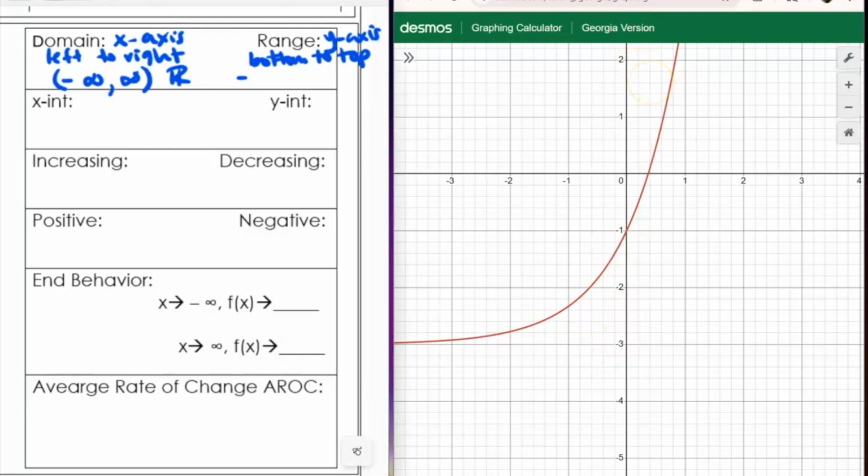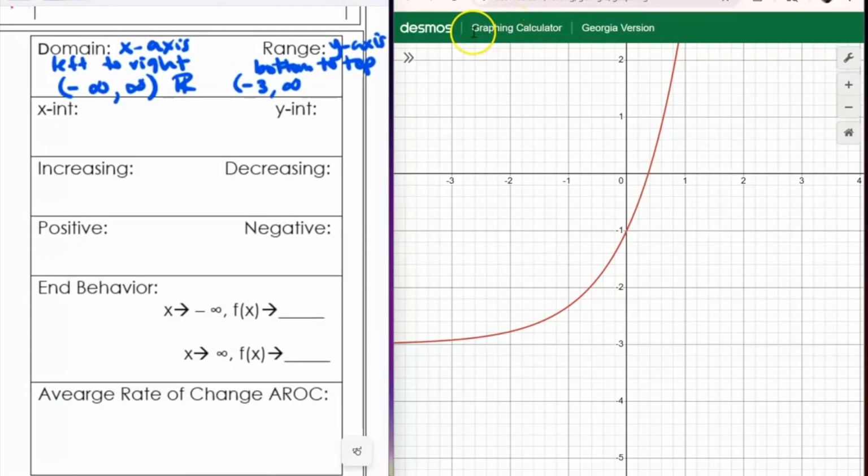But this time, you are not going to close negative 3 because it never touches, it never includes it. So negative 3 to infinity. And I do want to show you that real quick from an equation. So both of them open.